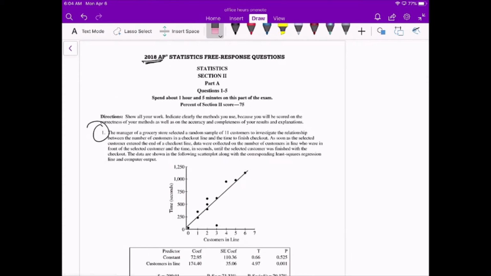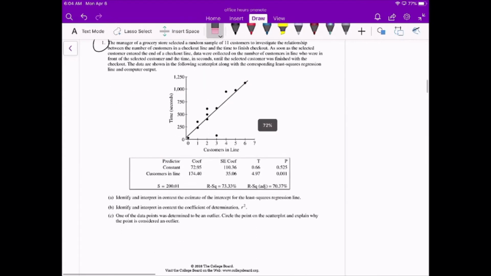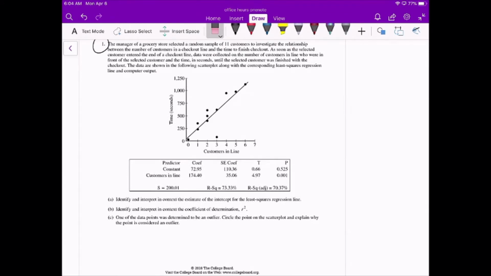Good morning. I know you've missed my soothing monotone, so I have some hints for you on the 2018 questions. For number one, we've got our computer output here. If you remember, there's your y-intercept, there's your slope. Don't forget context. You need to mention something about time and the number of customers in line. For your r-squared value, you can look up the canned wording for that on the green sheet packet.